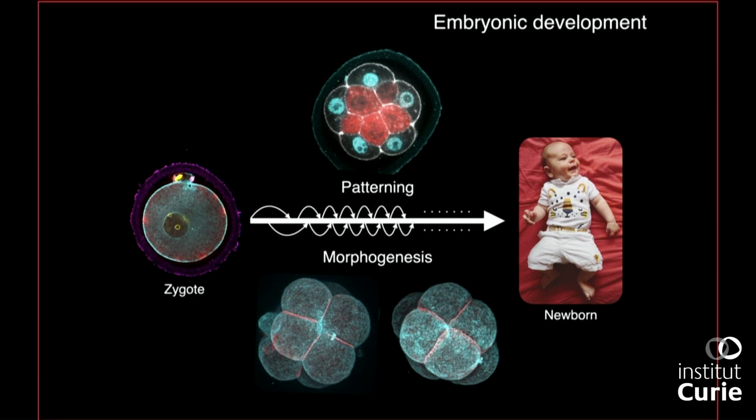And in the lab, we're interested in the second part here, the morphogenesis. So how do you get the architecture of the body correct?